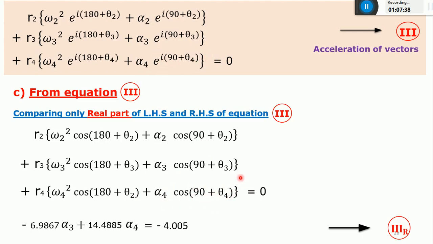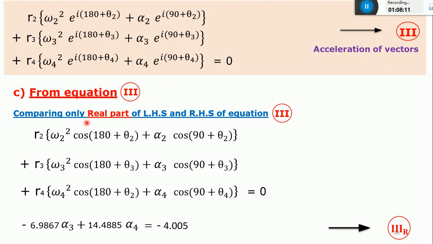Okay. Just substitute the values of R2 omega 2, R3 omega 3, R4 omega 4. Already you know all these things except alpha 3 and alpha 4. You know alpha 2 also. It is 0. Just substitute all those values, and you'll get this equation. You simplify, you get this equation. Since I got this equation by comparing the real part of equation 3, I can denote it as equation 3 with real part.